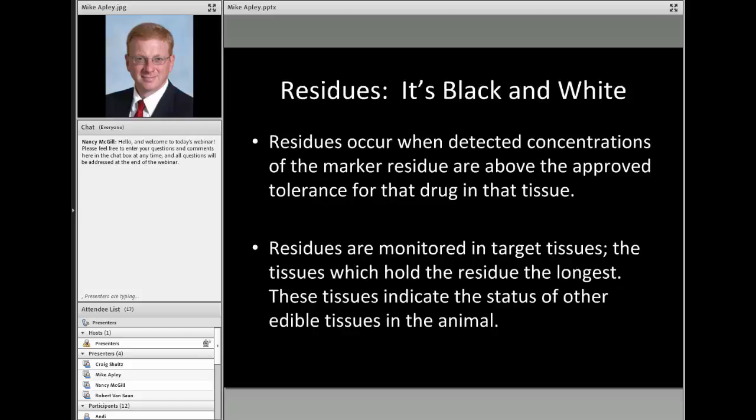So residues occur when detected concentrations of the marker residue are above the tolerance for the drug in that tissue, and that tolerance is based off a marker residue. And the target residue tissue is the tissue that holds the residue the longest, and this tissue indicates the status of other edible tissues in the animal. So it may be the liver, it may be the kidney, a lot of them is in the liver. So they may test the liver, and then if it's violative, assume that the rest of the carcass is also.